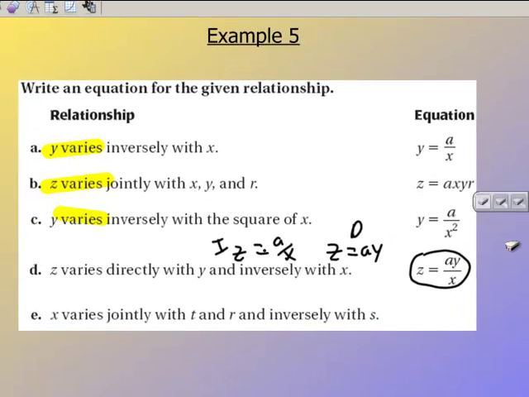And then finally, X varies jointly with T and R and inversely with S. So T and R will be multiplied together, but S will be in the denominator, so it would look like this. So anything that varies inversely will be in the denominator. If it's direct or joint, you'll multiply it together, and it'll be in the numerator. So anyway, that's how you can read those. Anyway, that's modeling inverse and joint variation.